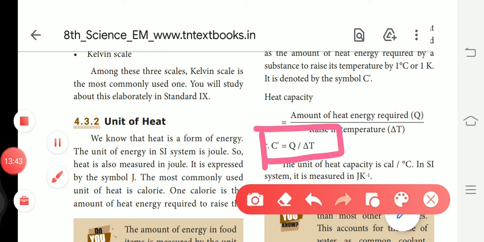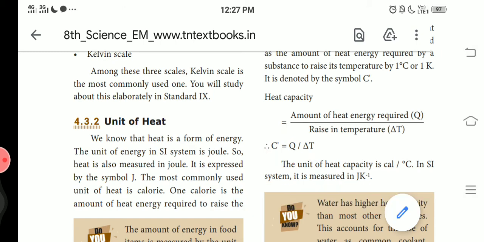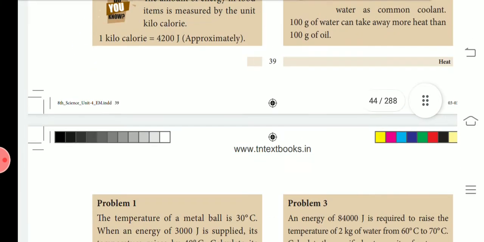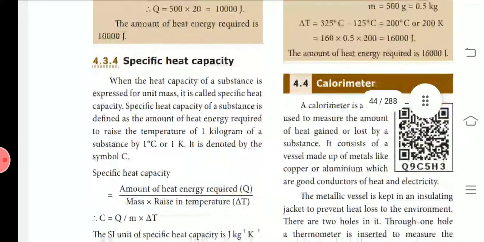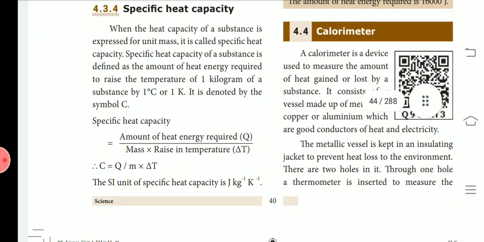Q is nothing but the amount of heat energy required. Delta T is nothing but the rise in temperature. And the unit of heat capacity is calorie per degree Celsius. In SI system, it is joules per kelvin, J K inverse. And the next topic we are going to see is specific heat capacity.